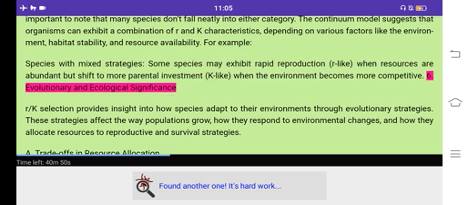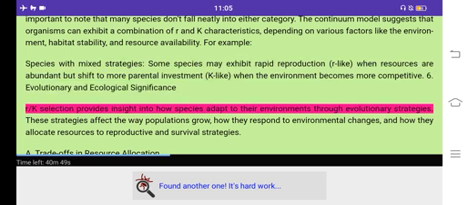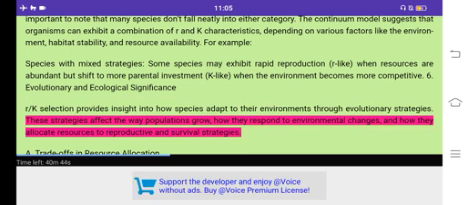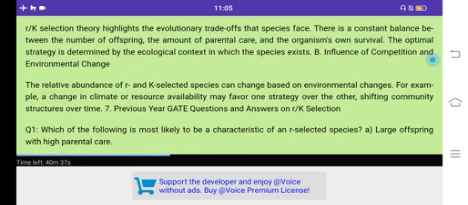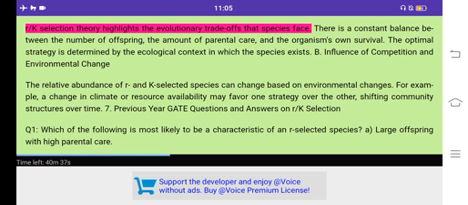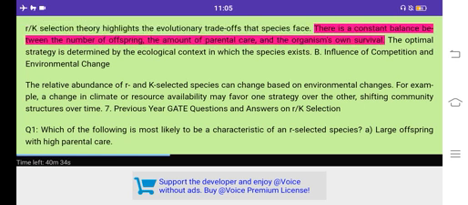6. Evolutionary and ecological significance. R-K selection provides insight into how species adapt to their environments through evolutionary strategies. These strategies affect the way populations grow, how they respond to environmental changes, and how they allocate resources to reproductive and survival strategies. Trade-offs in resource allocation. R-K selection theory highlights the evolutionary trade-offs that species face. There is a constant balance between the number of offspring, the amount of parental care, and the organism's survival.